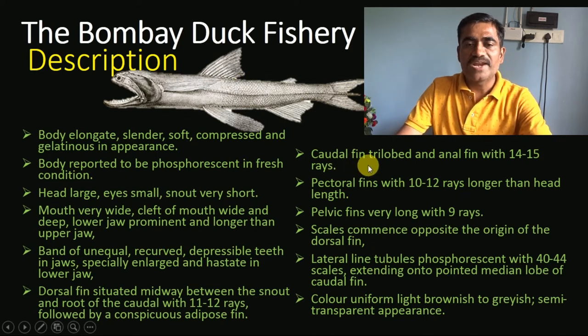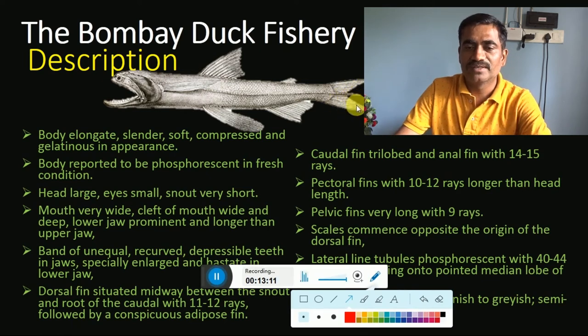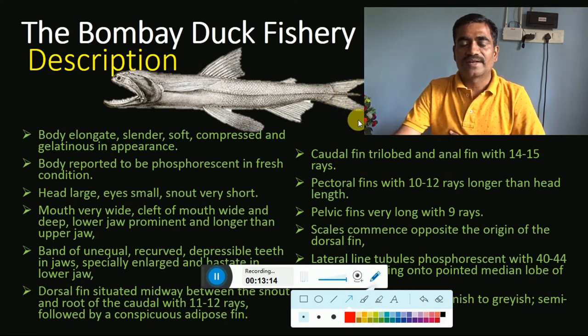The caudal fin is trilobed: first lobe, second lobe and third lobe, with one lobe in the middle. That is the trilobed caudal fin.